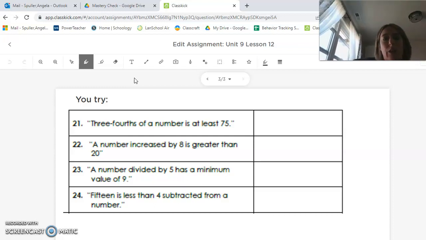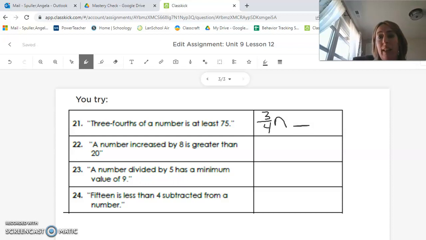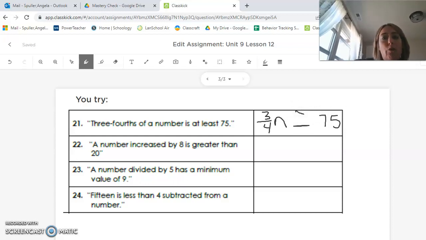For 21, it says 3/4 of a number. So we know we're multiplying. So we're going to say 3/4, and we're going to put it right in front of n, is at least. And at least means it has to be at least 75, so equal to 75, but it can be greater than 75. All right, a number increased by 8, increase means addition, is greater than 20.